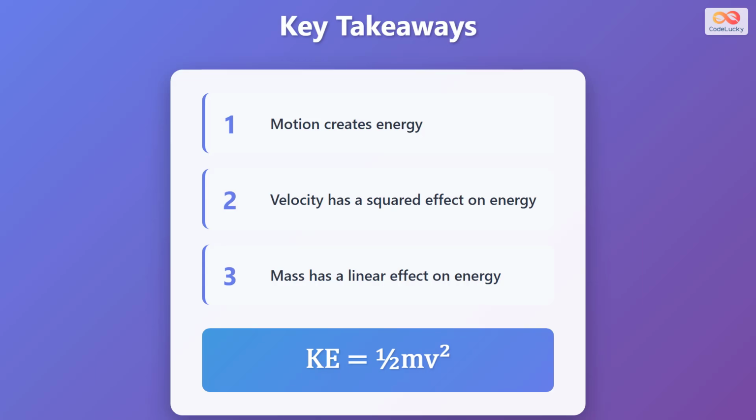Let's recap the key points about kinetic energy. First, motion creates energy. Any moving object possesses kinetic energy. Second, velocity has a squared effect on energy. Doubling speed quadruples the kinetic energy. Third, mass has a linear effect on energy. Doubling mass doubles the kinetic energy. Remember the formula, KE equals ½mv². This simple equation allows us to calculate the energy of any moving object. Understanding kinetic energy is fundamental to physics and has countless applications in engineering, safety, and renewable energy.